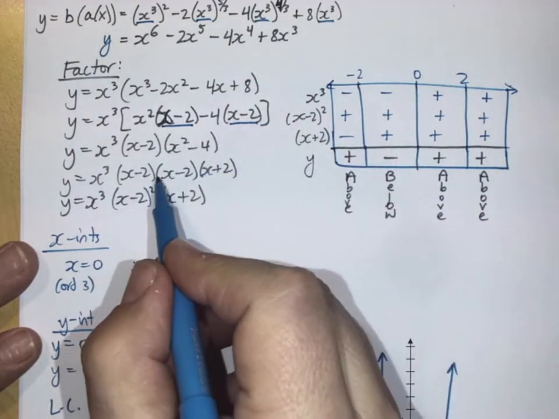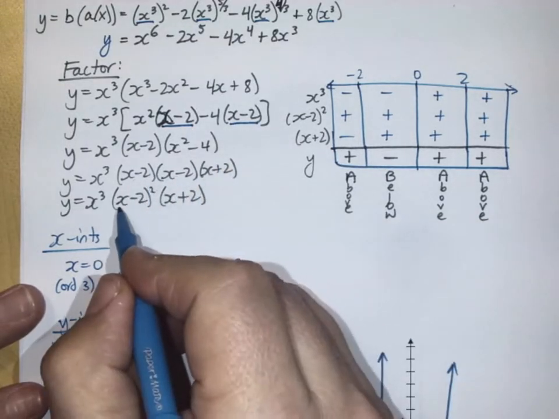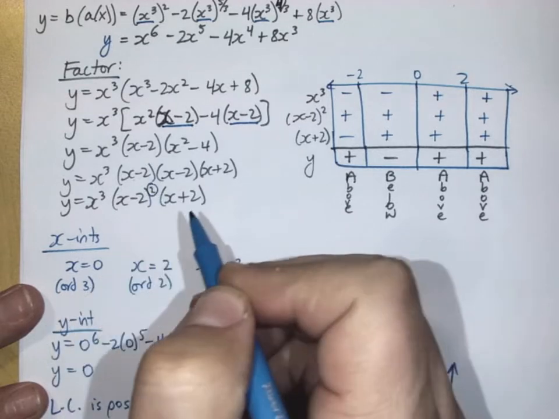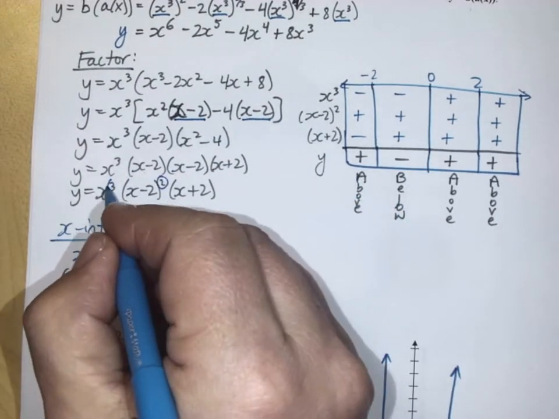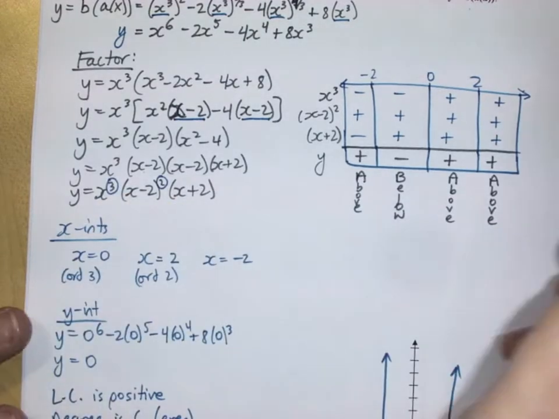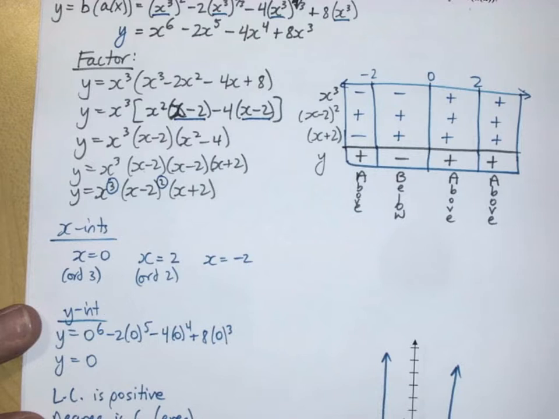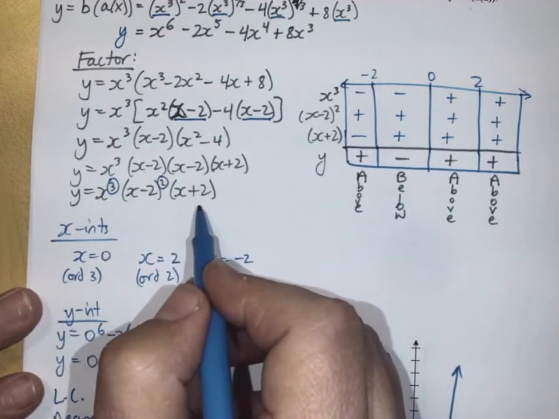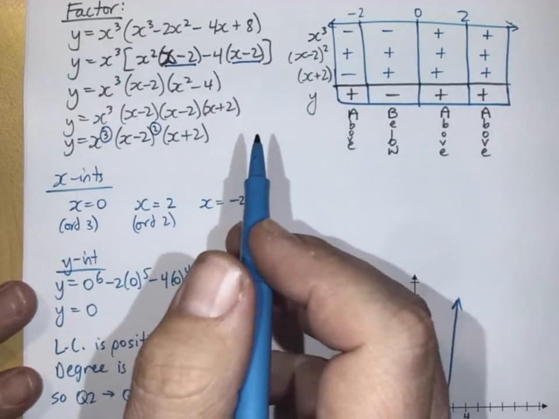Well, a better way to write this, as opposed to writing x minus 2 twice, is to write x minus 2 squared. That way we know we have order 2 on that root, or on that factor. There's also order 3 right here at x, which is a root as well, and there's order 1 technically on the x plus 2. So now that we're in factored form, we can actually figure out a lot about this graph. Let's take a look at what we know.